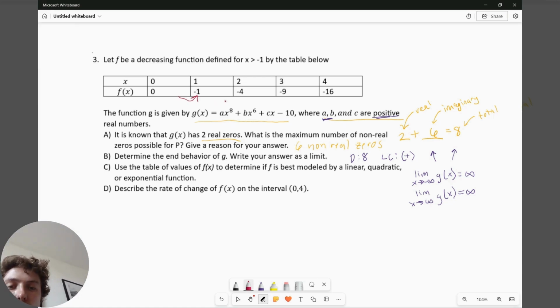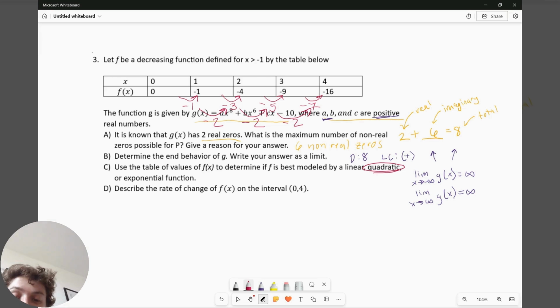Part C then says use the table to determine what would model this the best. Well, look at the changes in your y values and see what's happening there. Let's see if it's a constant rate of change. Let's see if it's a second difference that's constant, stuff like that. Well, 0 to -1, that'd be -1. -1 to -4, you're subtracting 3. Then you're subtracting 5. Then you're subtracting 7. So the first difference is not the same. But if you looked at those second differences, -1 to -3, well, that would be subtracting 2, and then subtracting 2, and subtracting 2. So what we would end up getting then is this should be a quadratic. The reason it's a quadratic is the second difference is constant.